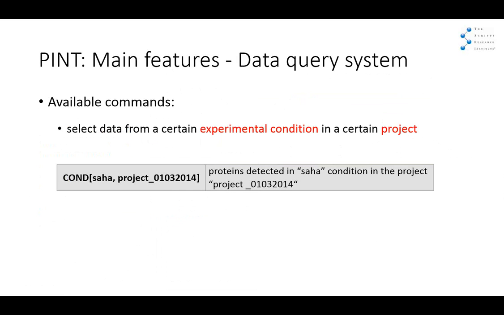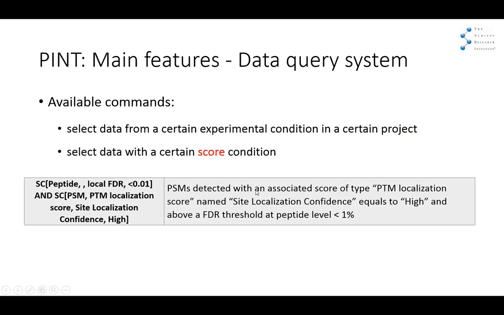So, for example, the commands are written with the key of the query and then some parameters. In this case, the cont command is used to select the data from a certain experimental condition in a certain project. So in this example, it is to select the proteins detected in SAHA condition in the project called project whatever.